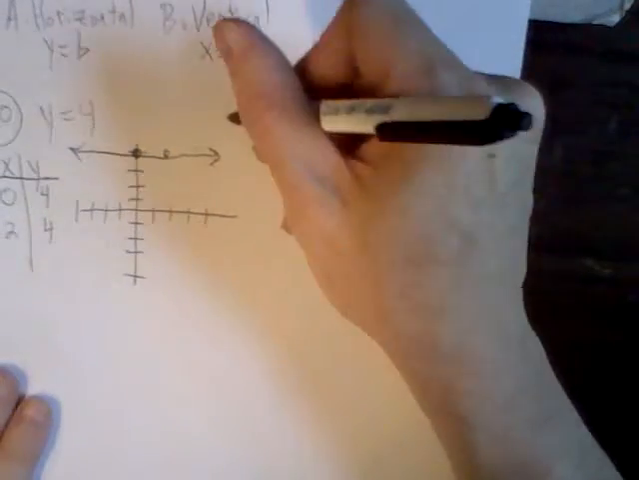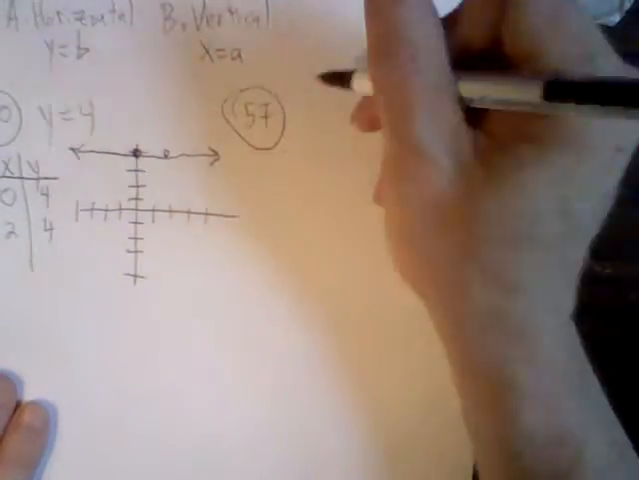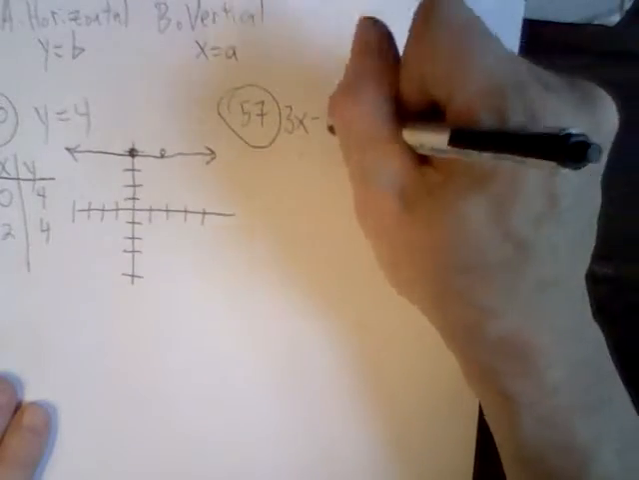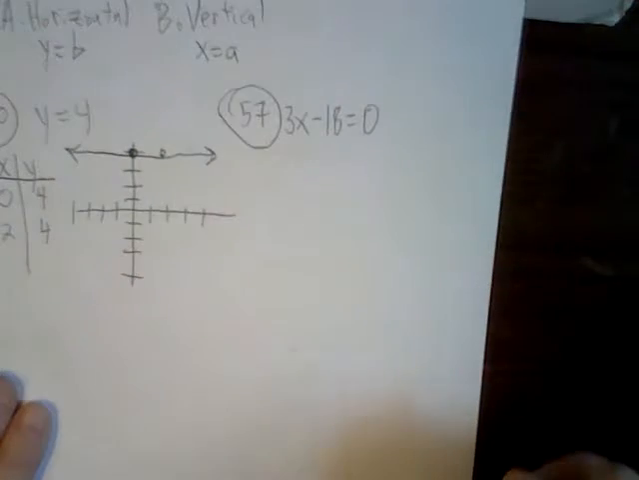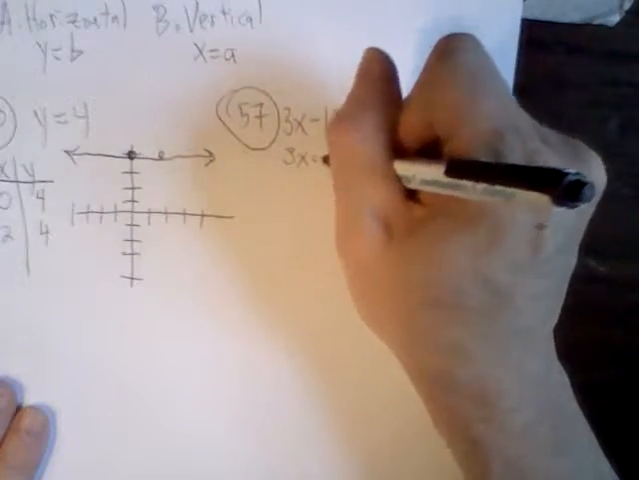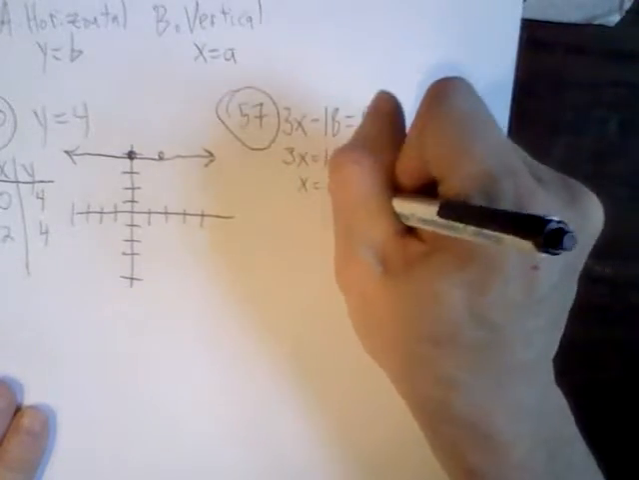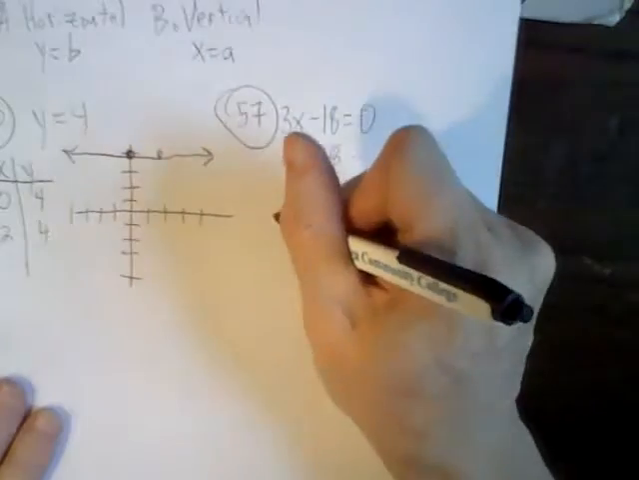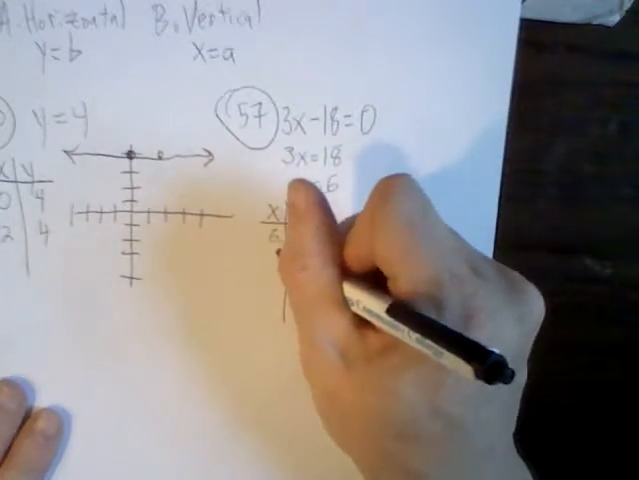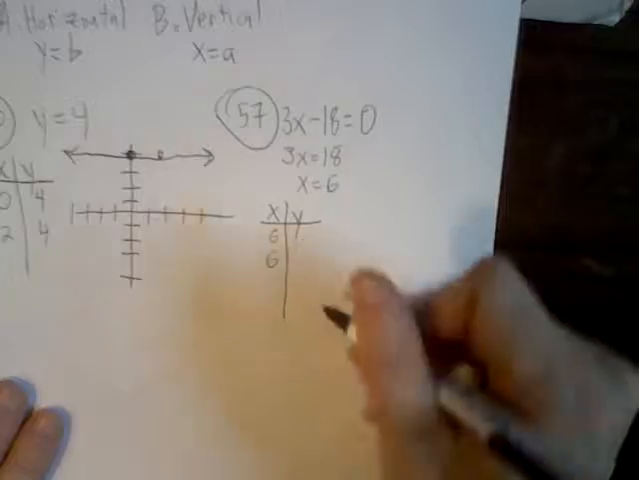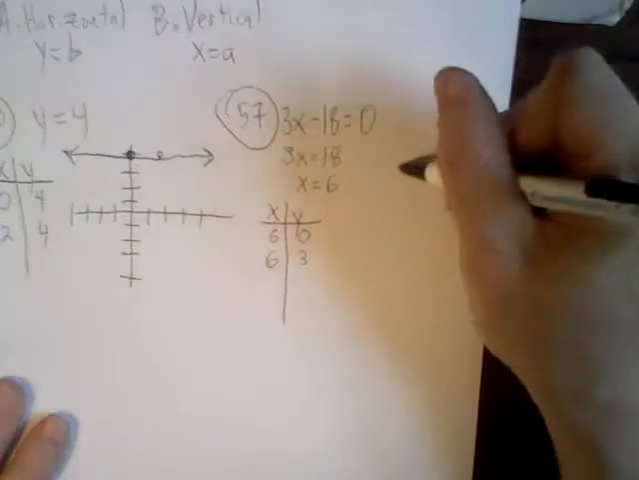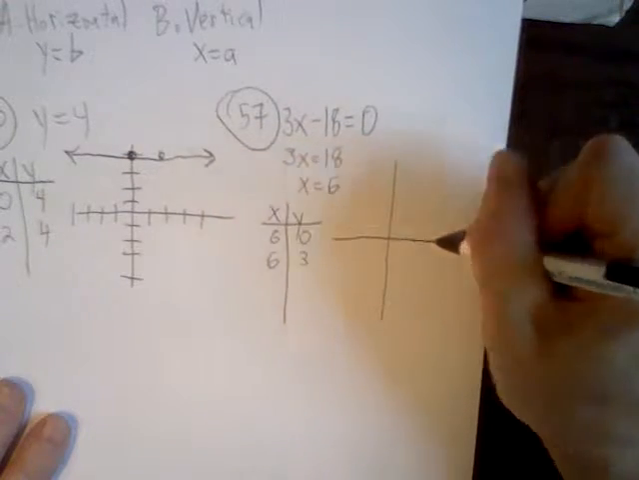Let's look at the vertical case. So here's 57. And the book will try to confuse you a little by writing it a bit differently. So you have 3x minus 18 is 0. You solve for x, so 3x equals 18, and then x equals 6. Again, you could do a t-table, and what this says is that x is always 6, and y is allowed to be anything it wants to be. So let's say 0 and then 3. Okay, come over here to the xy plane.